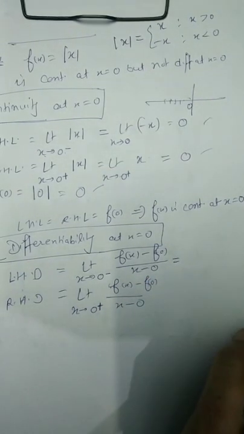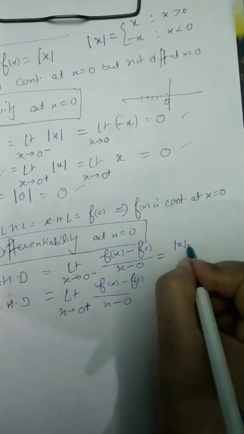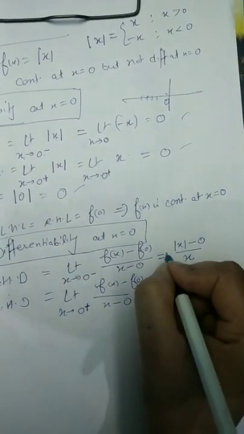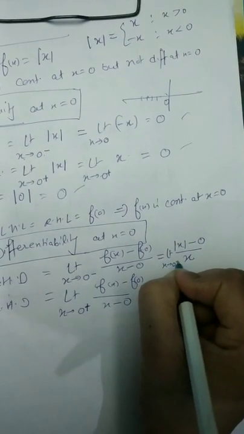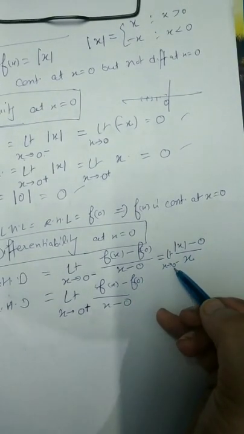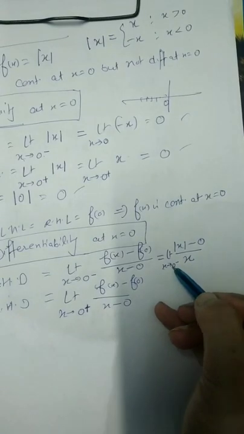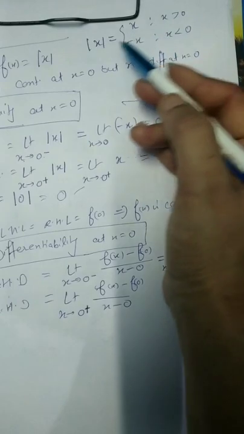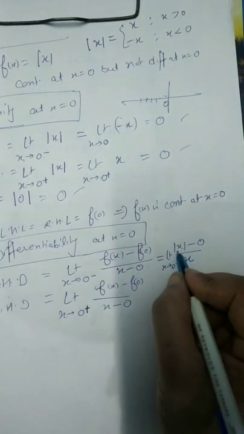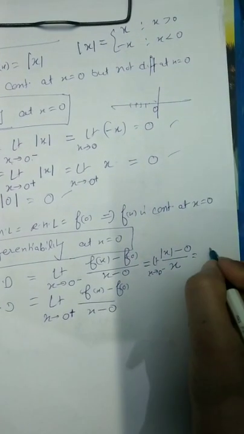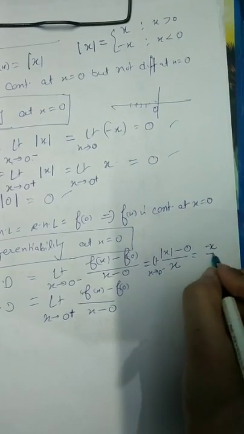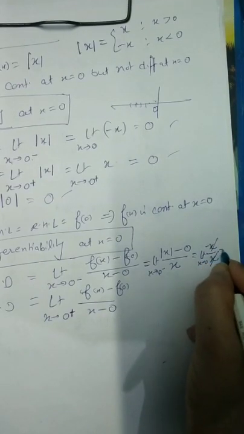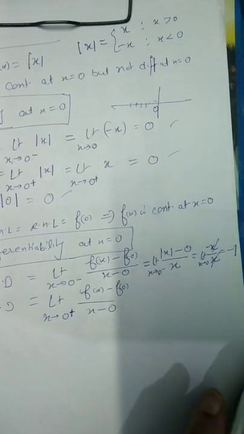So what is this? f(x) is mod x, f(0) is 0, we have already seen it, x minus 0 is x, and limit x approaches 0 minus. So again we can see that x is on the left hand side of 0, means x is less than 0. If x is less than 0, mod of x is minus x. So we can put here minus x, minus 0 is nothing, upon x, limit x approaches 0. x cancels with x, we get minus 1 as this limit.